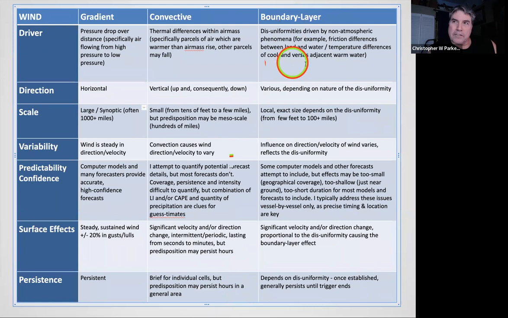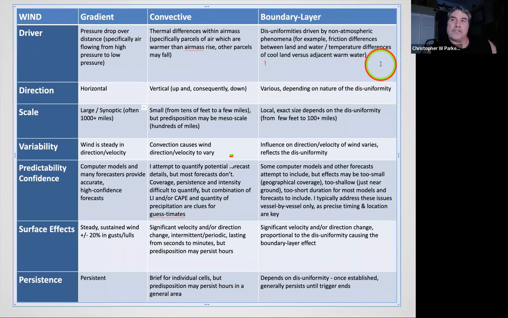And then there are boundary layer winds. And this sounds really complicated. Disuniformity is driven by non-atmospheric phenomena, but really it's fairly simple. There are friction differences between land and water, and that creates a difference in the atmosphere. And there are temperature differences. We have maybe cool land and warm water. Or with the Gulf Stream, we have cool water, and adjacent to that, we have warm water. Well, that creates differences in the atmosphere that don't start in the atmosphere. They start on the ground or on the water surface, and that affects the atmosphere.